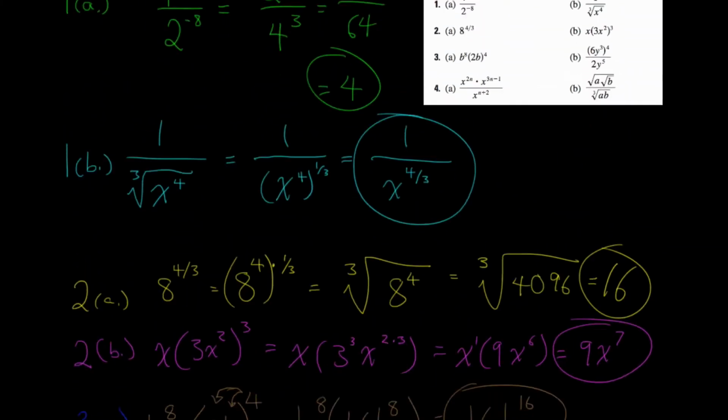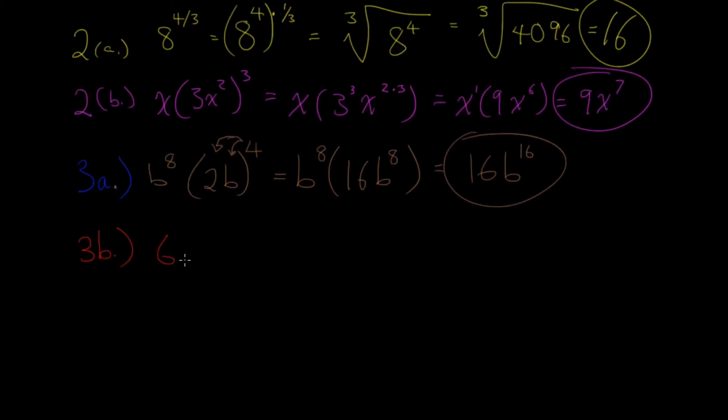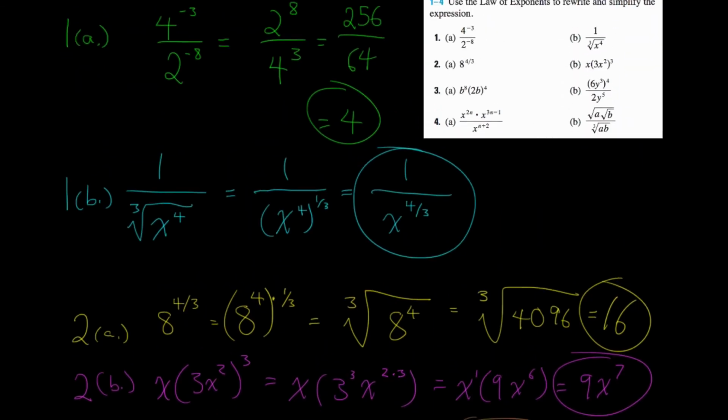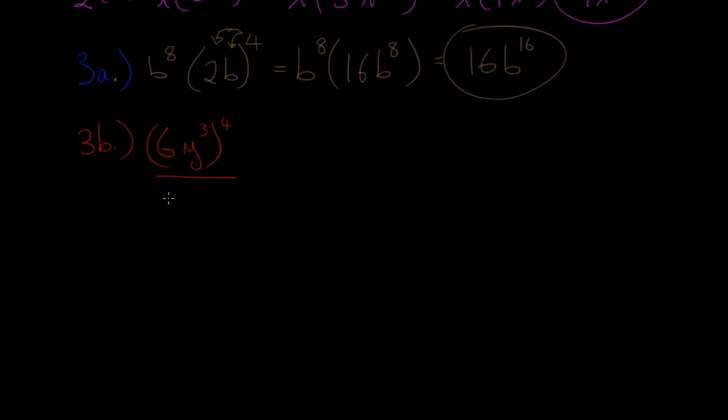3b says (6y cubed) to the 4 over 2y to the 5. Okay, so distribute this exponent. So 6 to the 4, I'm just going to put in my calculator, is, oh my word, 1296.